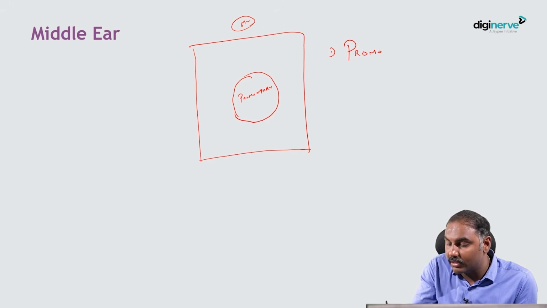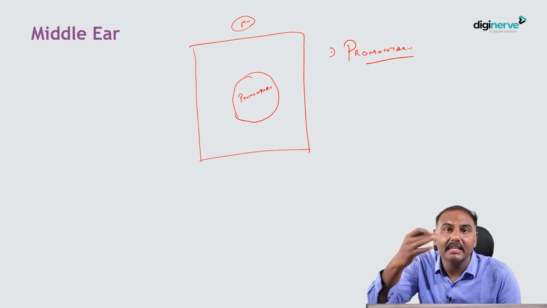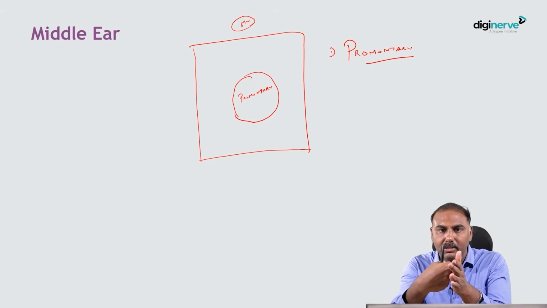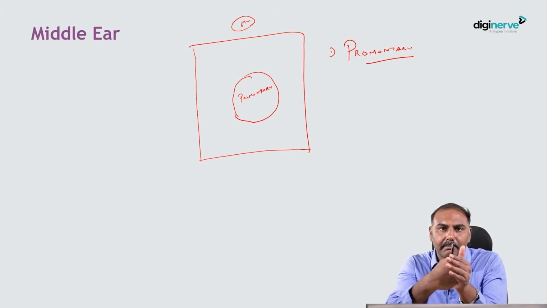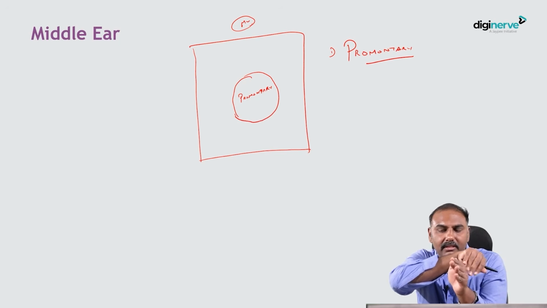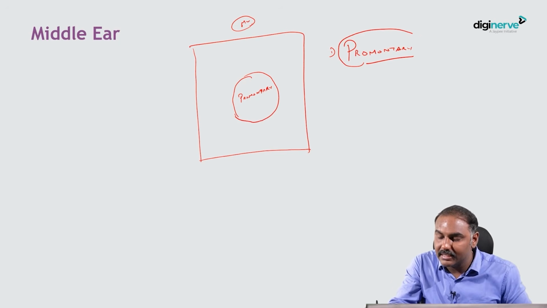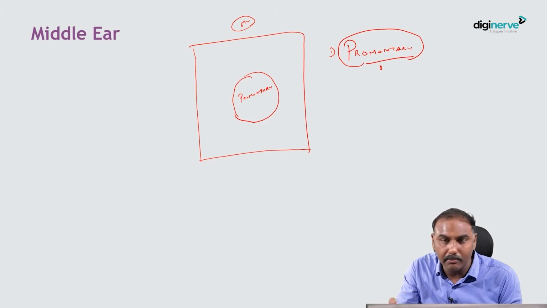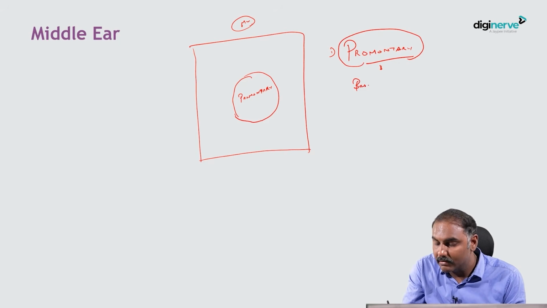Promontory is nothing but the basal turn of the cochlea. We know that the cochlea is in the inner ear. What happens is the basal turn of the cochlea comes as a projection and presents as a bulge in the medial wall of the middle ear, and that is what we see from the inside. The most prominent structure seen in the medial wall of the middle ear is the promontory. Don't forget this, a very important one. Promontory is nothing but the basal turn of the cochlea.